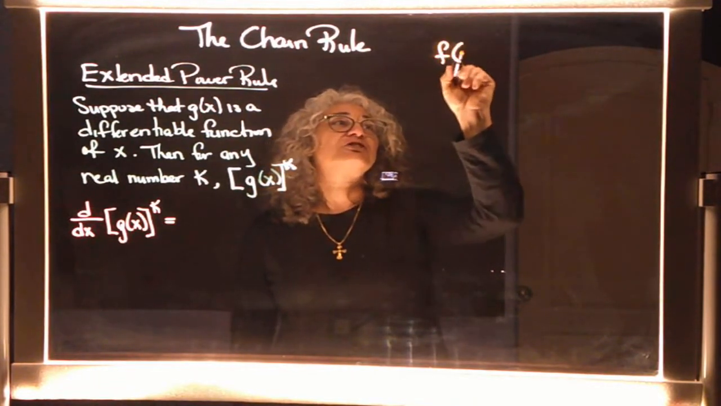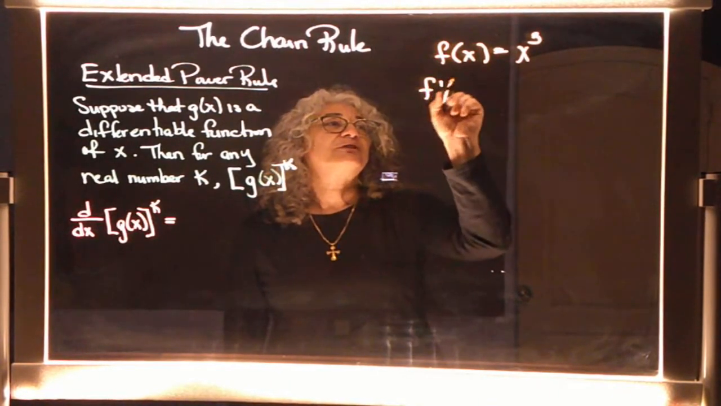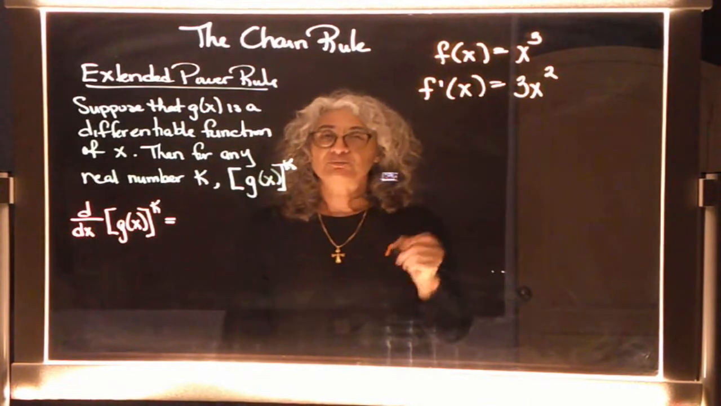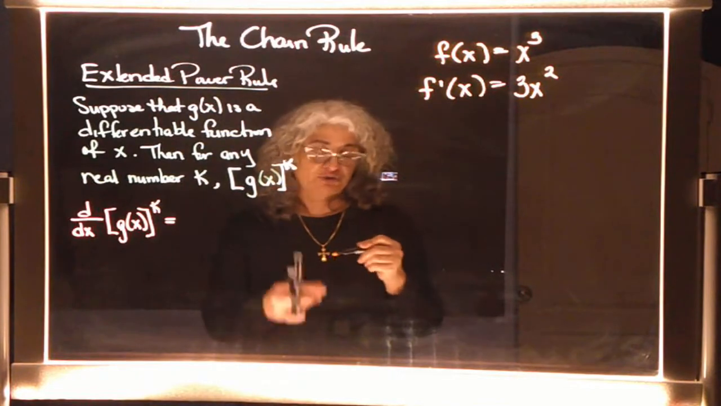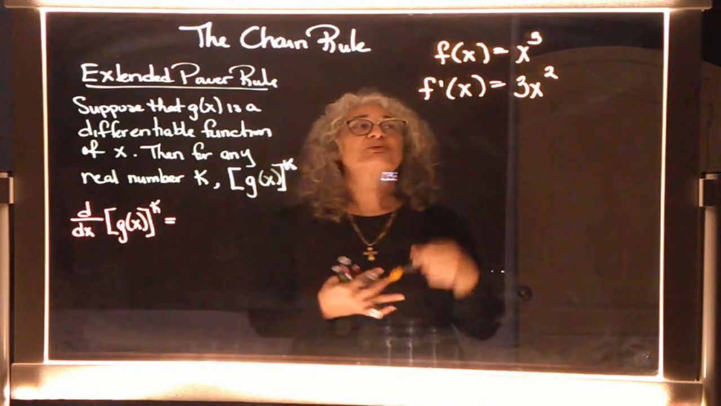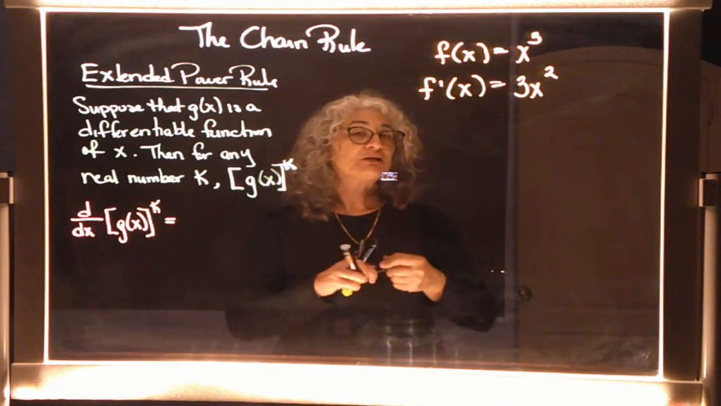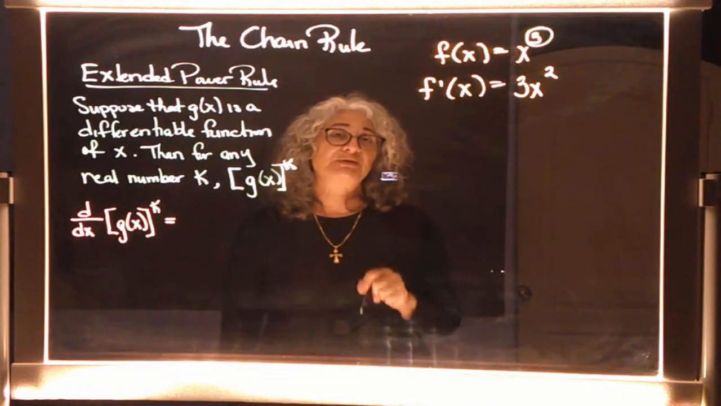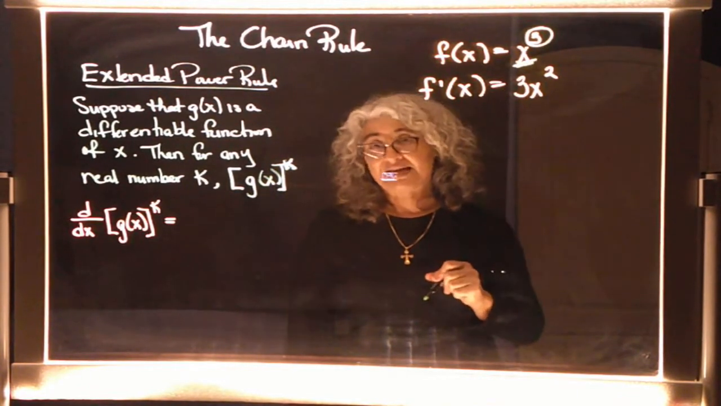If we had a function x to the third, we know that the derivative of this function would be 3x squared, right? And we would leave it alone. Now, here's something you need to understand. When we took the derivative of this x to the third, all we really looked at was taking the power, bringing it down, and reducing it by 1. Do you notice we never really even dealt with the x?